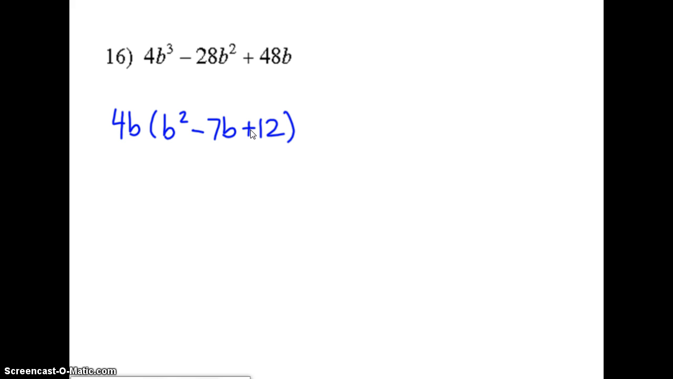So now my job is to look at this and see if I can factor. I'm looking for the factors of 12 that will add to give me negative 7. And that would be negative 3 and negative 4, because two negatives multiply to give me a positive, and they will add to give me negative 7. So my final answer here is 4b, b minus 3, b minus 4.